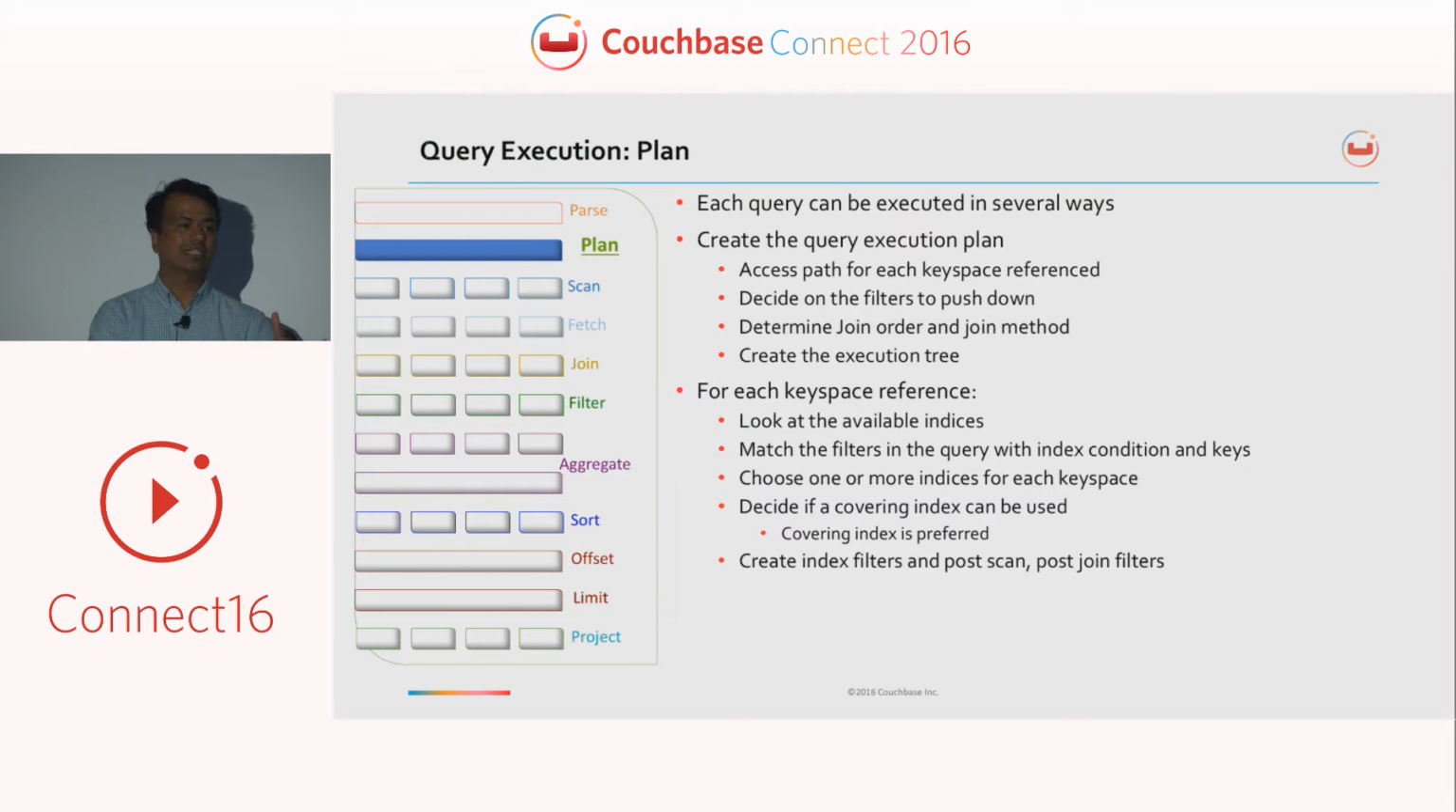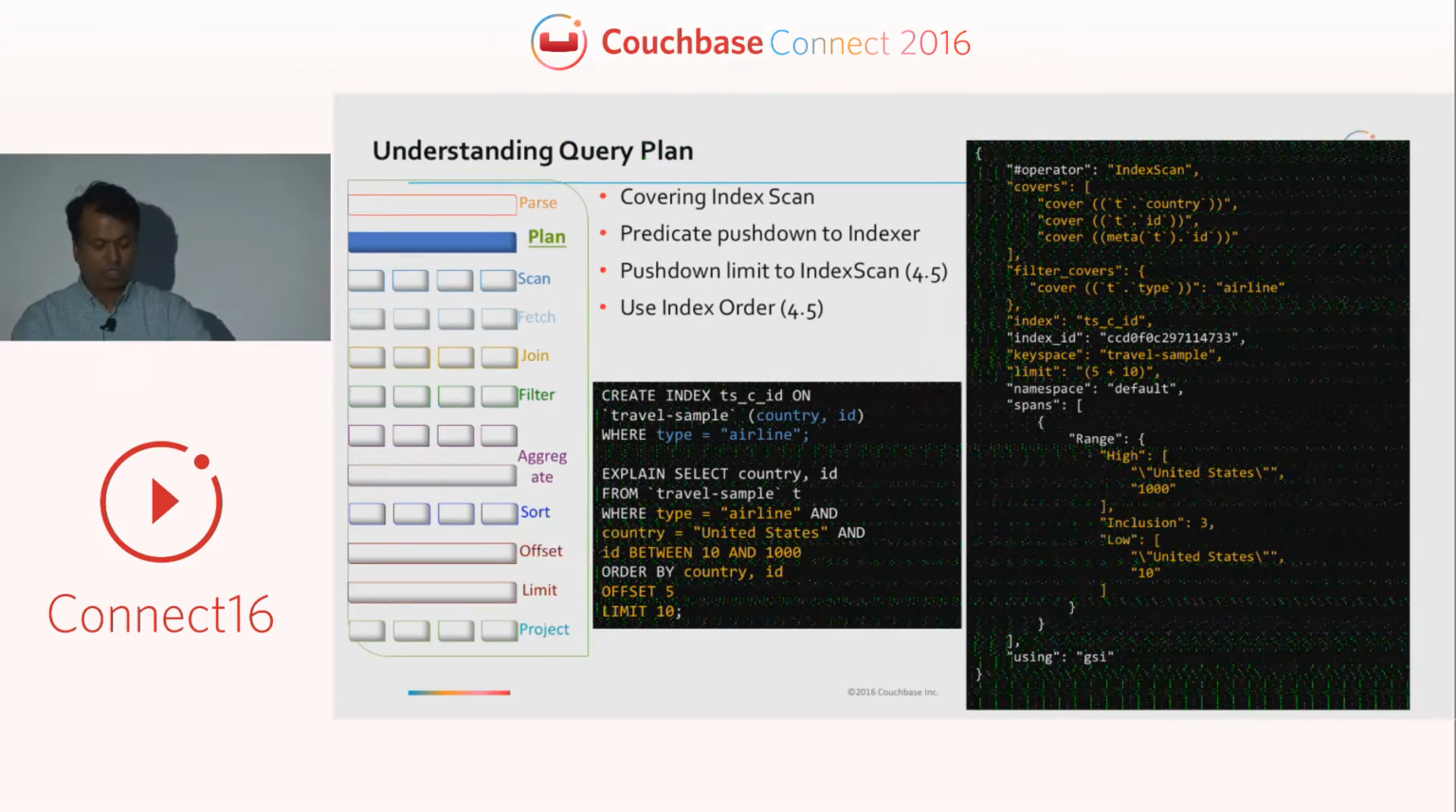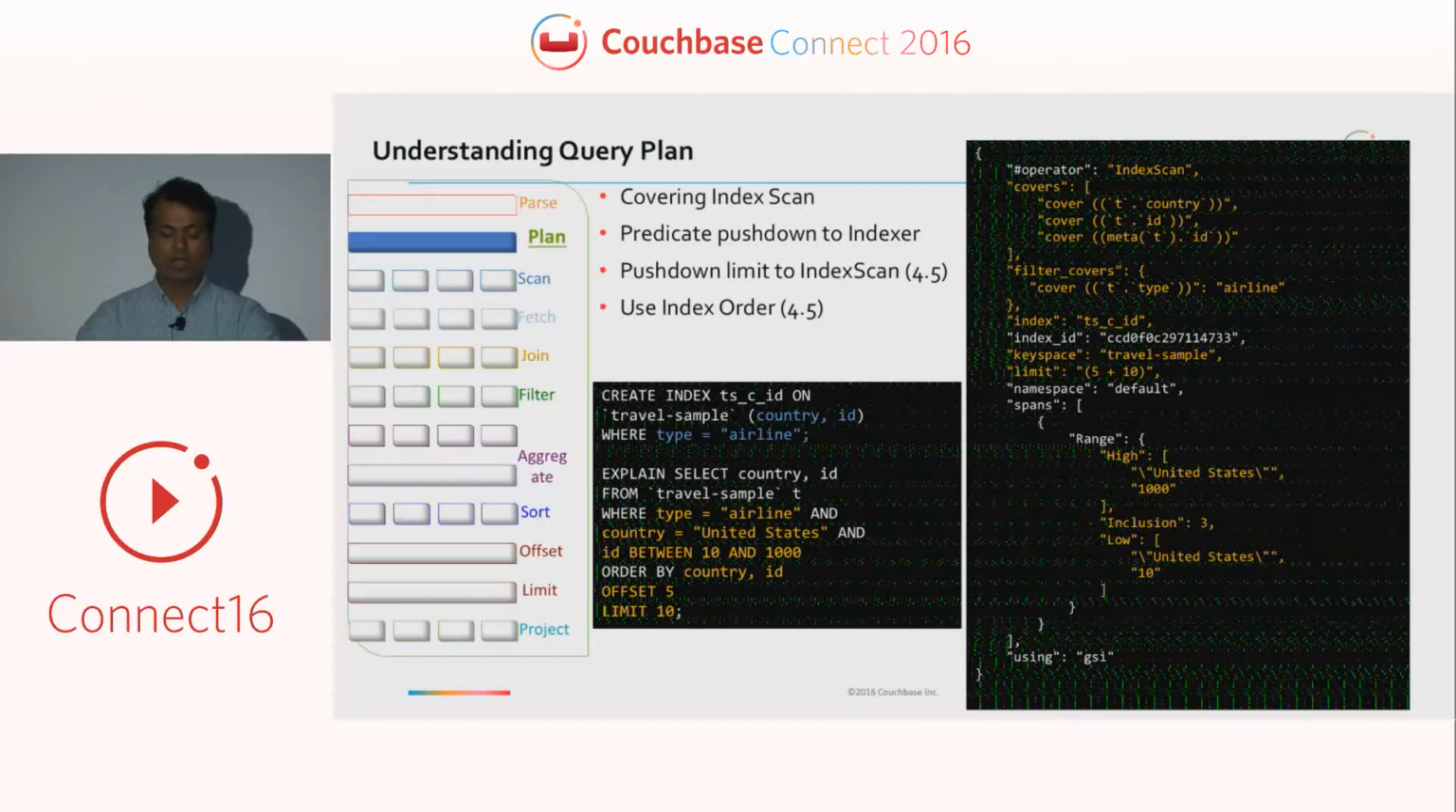If an index has all the data that is required to answer your query, we prefer that index. And once that is chosen, whatever filters we need to apply, post-scan and post-join, those are created as well. So all this forms the input finally to create the execution tree. Okay, now that we have talked about how it works, let's look at actual indices as well as queries and their plans. Let's take a look at this query and this index in detail.